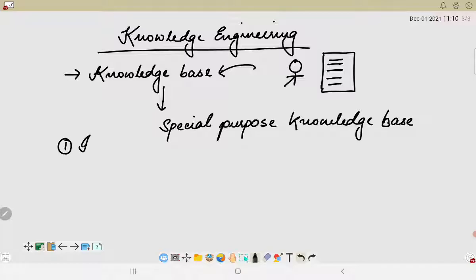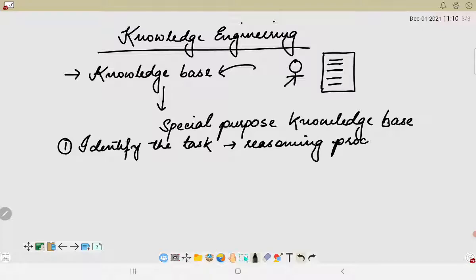First of all, we have to identify the task. So the first step of the process is to identify the task, and we will include various reasoning processes in this particular task. Within this identification of the task, we will also assume the functionality as well as the different structure related elements in this particular task.